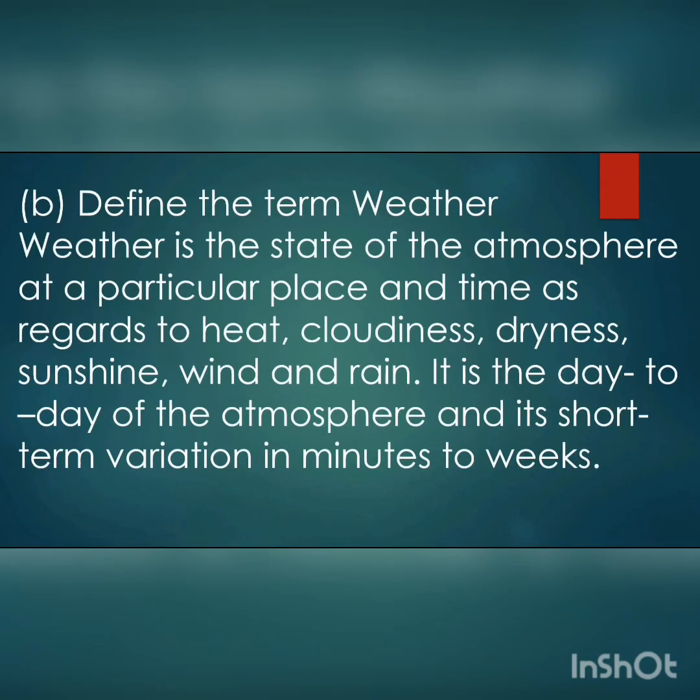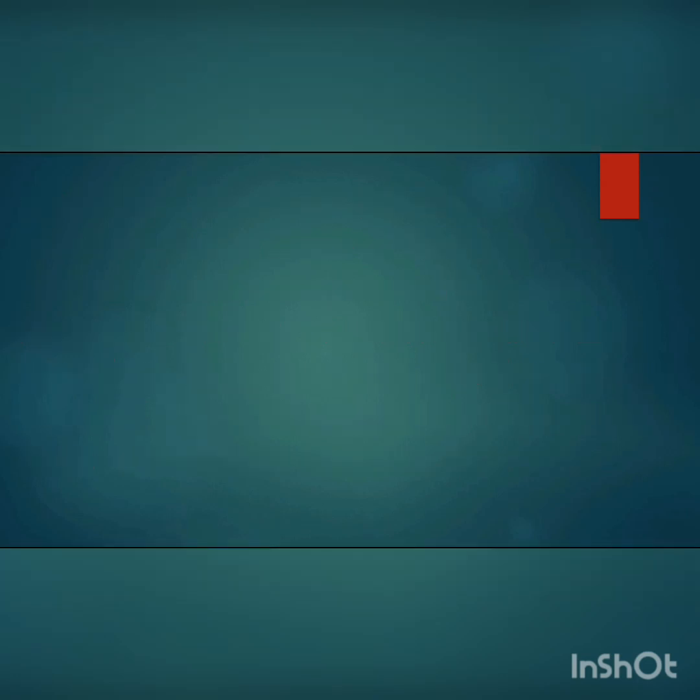Two, we have to define the term weather. Weather is the state of the atmosphere at a particular place and time as regards heat, cloudiness, dryness, sunshine, the wind, and rain. It is the day-to-day state of the atmosphere and its short-term variation in minutes to weeks.